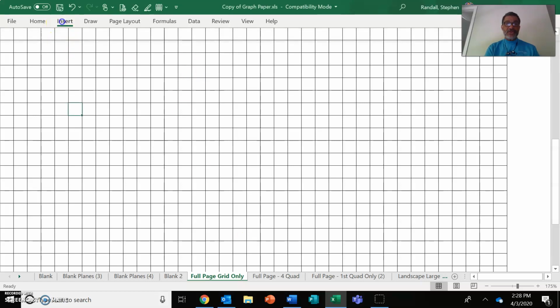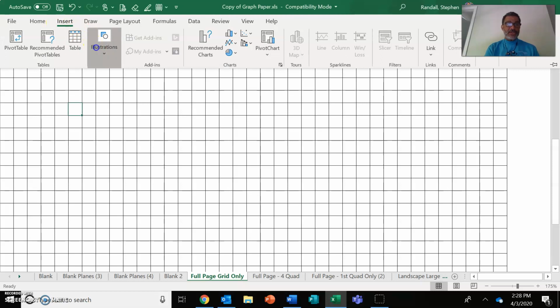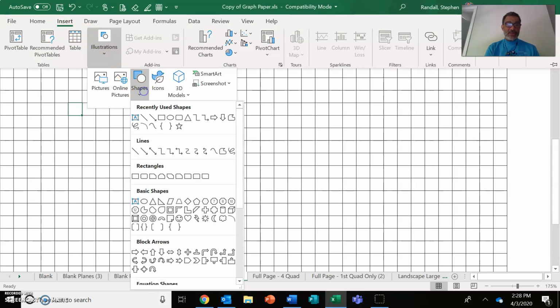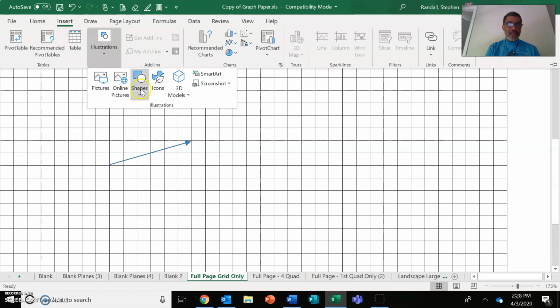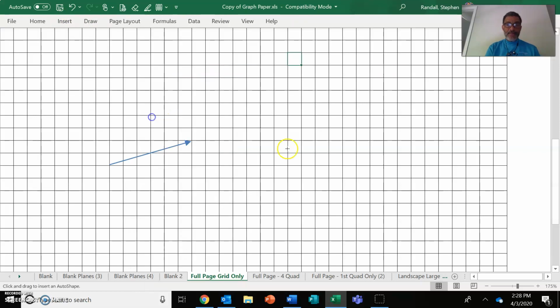So let's put some vectors on here. I'm going to insert some shapes in the form of an arrow. Let's put this one here, and let's insert another one and have this one go that way. All right, so we have 2 vectors. We'll call this one vector A, and we'll call this one vector B.